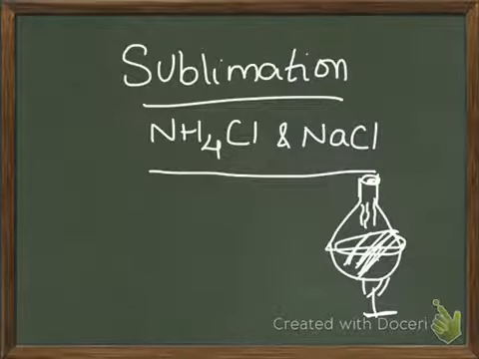Therefore, by vaporizing and condensing, they will form a layer on the sides of the funnel like this. That is solidified ammonium chloride. And NaCl will be left behind in the flask itself. So this is what sublimation is.